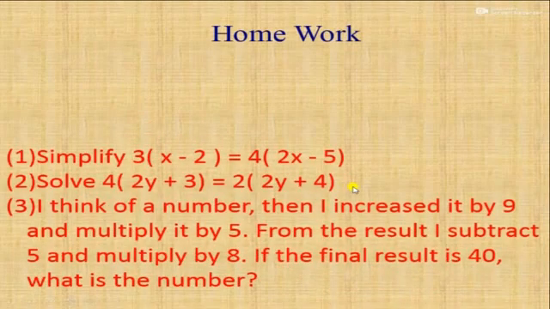Now we're going to solve these problems from me as homework. The first one, you have to simplify 3 open bracket x minus 2 close bracket is equal to 4 open bracket 2x minus 5 close bracket. Second, solve 4 open bracket 2y plus 3 close bracket is equal to 2 open bracket 2y plus 4 close bracket.